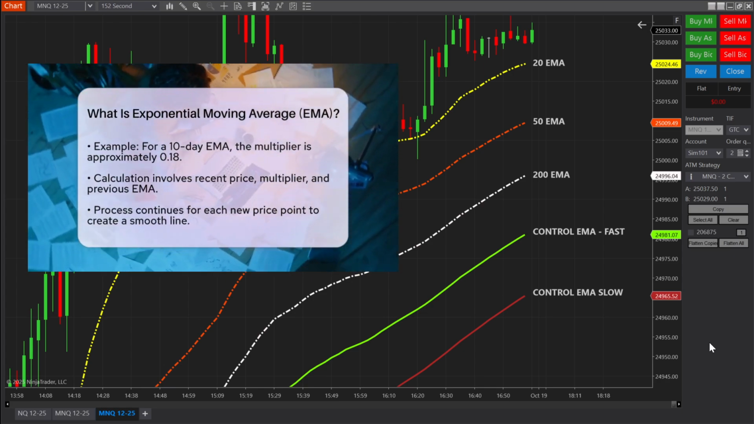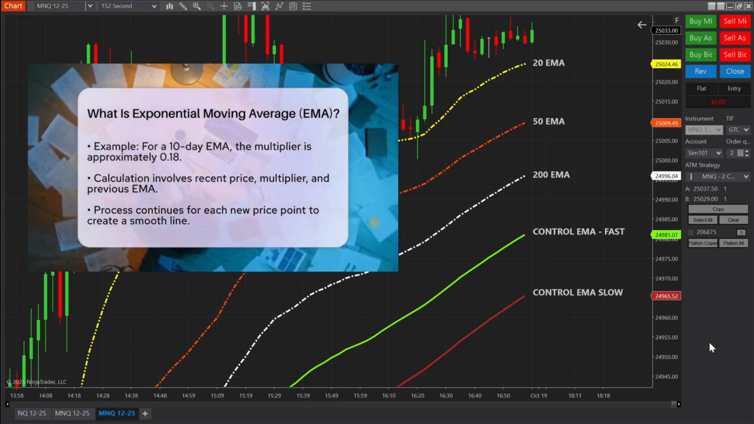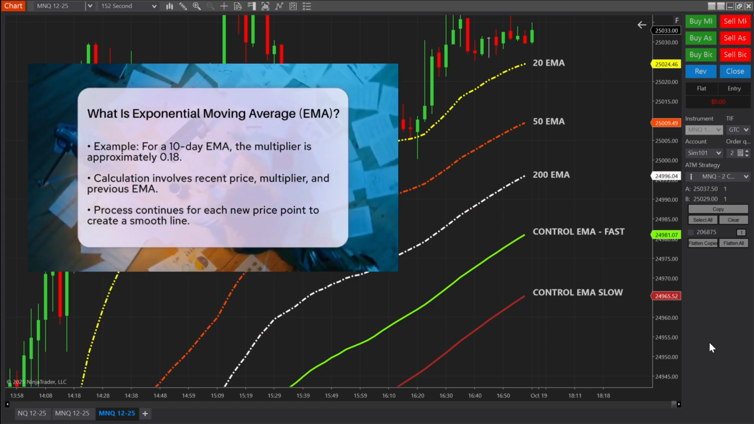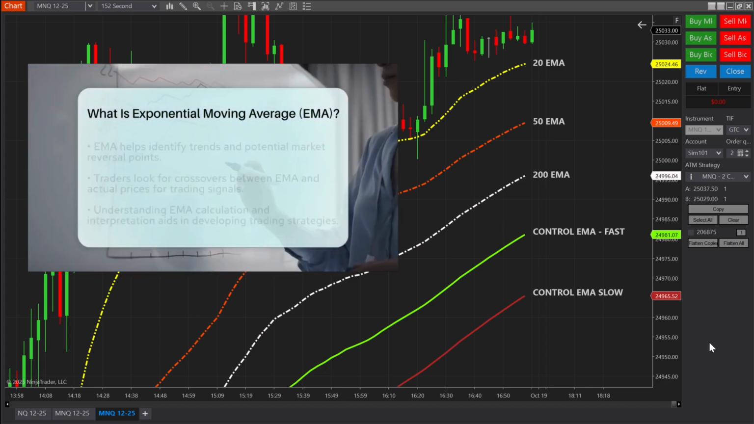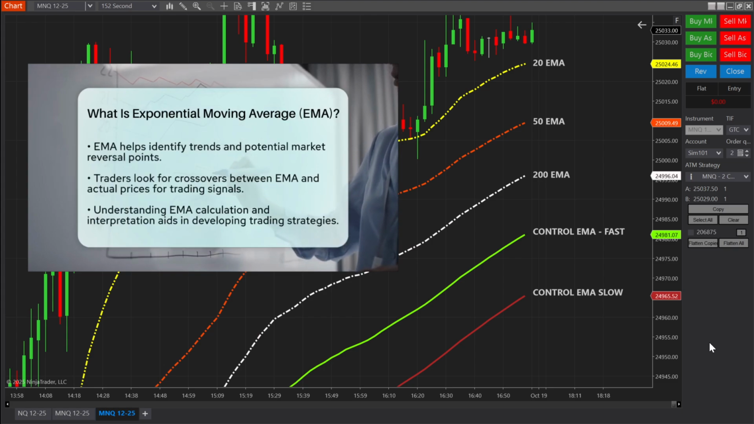The exponential moving average is particularly useful in identifying trends and potential reversal points in the market. Traders often look for crossovers between the exponential moving average and the actual price or other moving averages to signal buy or sell opportunities. In summary, the exponential moving average is a powerful tool for traders, providing a clearer picture of price trends while reacting more swiftly to changes in the market. Understanding how to calculate and interpret this average can be a key component in developing effective trading strategies.